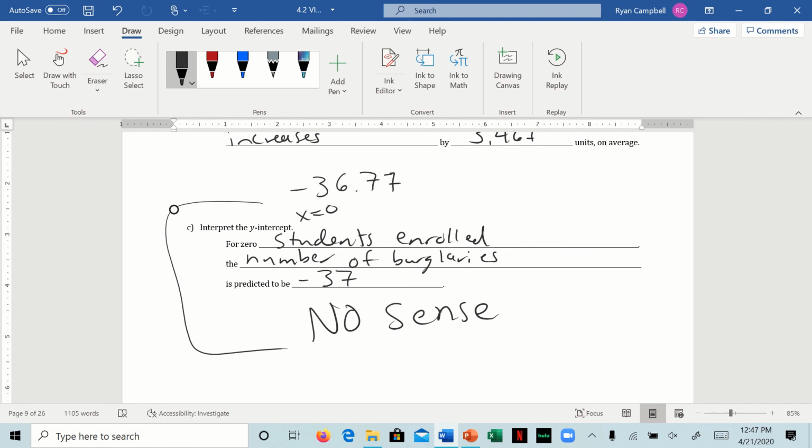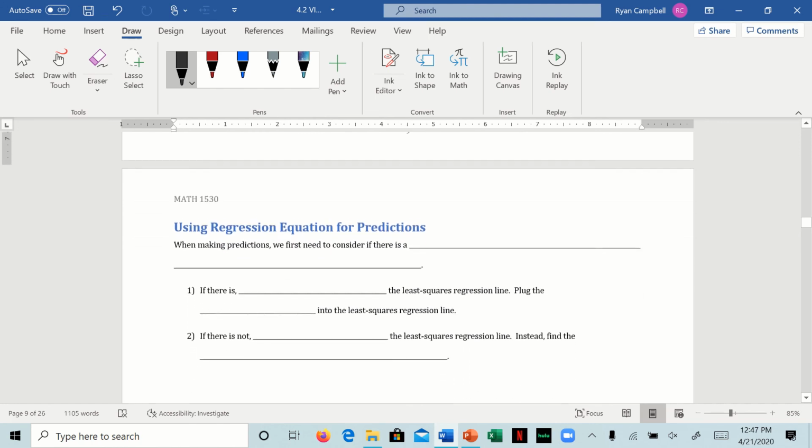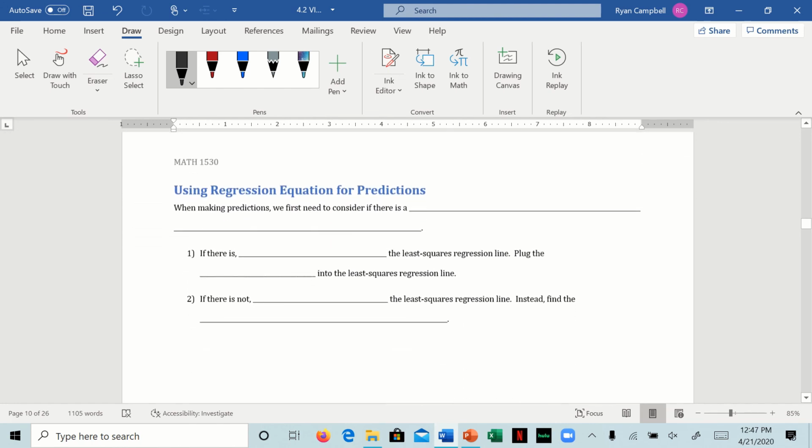All right. Now that we've gotten those under our belt, let's actually talk about using the regression line for predictions. So when making predictions, the first thing we need to know is, is there a linear correlation? If there is, then we use the least squares regression line, right? If it's linear correlation, we use the regression line. And we do that by just plugging in your x value into the equation. If it's not linear, then you can't use the line.